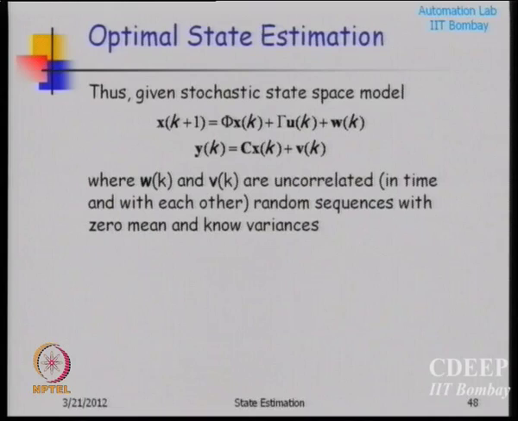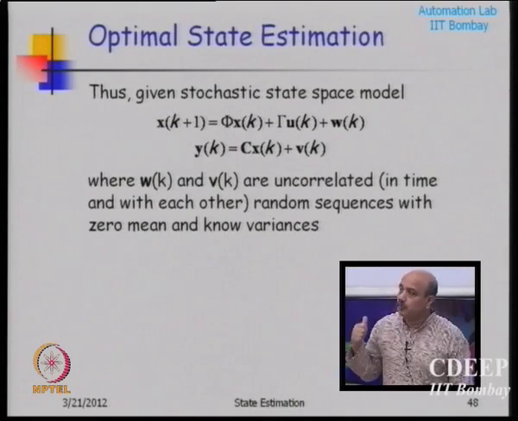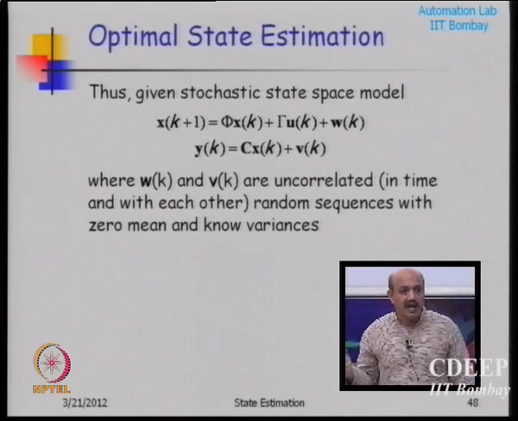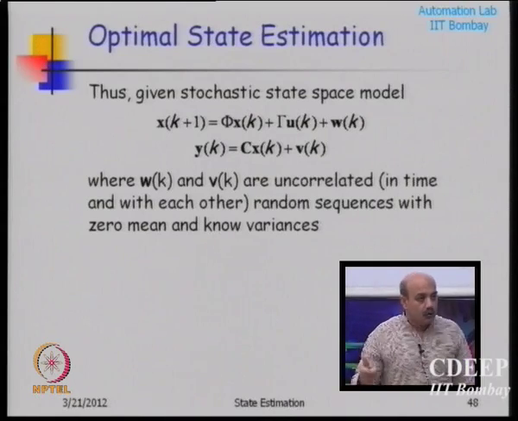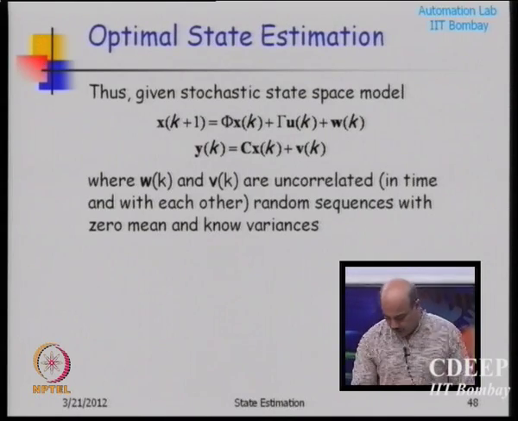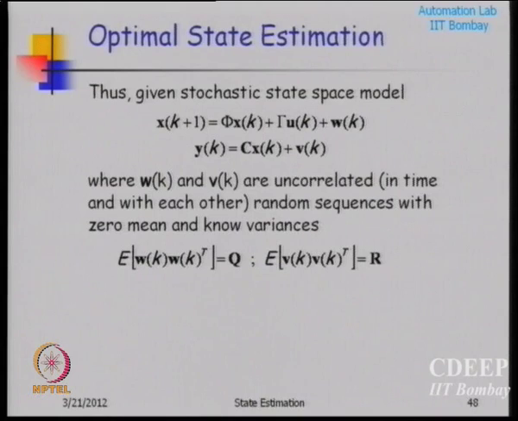Here we are assuming that we know characteristics of Wk and Vk. We know that Wk is assumed to be a 0 mean white noise process, Vk is a 0 mean white noise process. We know covariances of Wk and Vk. So, we know this. So, this is my model. Given this model, I want to come up with optimal estimates of states x.